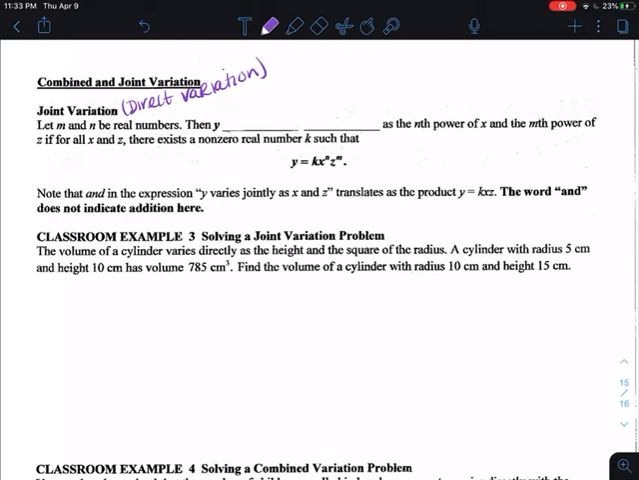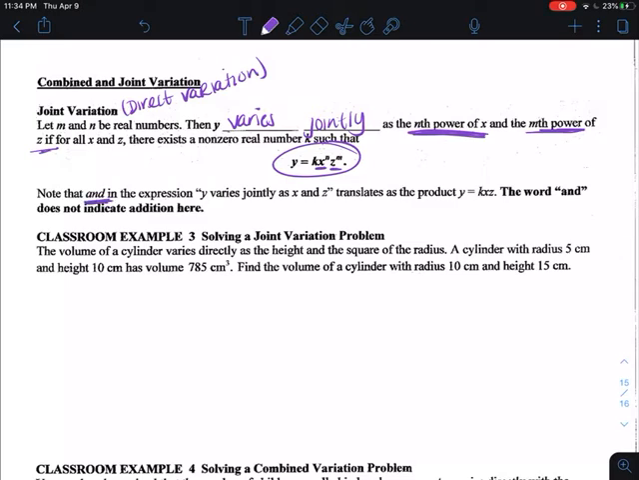So it says let m and n be real numbers, then y varies jointly as the mth power of x and the nth power of z. So this is what they have here. They have y equals k, like we're used to, and it says varies jointly. So whatever follows the words varies jointly is going to go beside k. So the mth power of x is here, and then the nth power of z is right beside it. So that's how you write it.